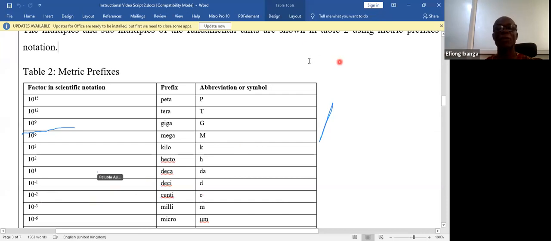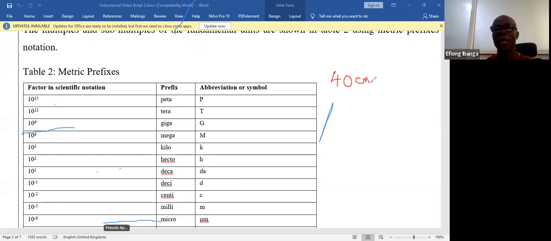So if I'm writing 40 cm, that's 40 centimeters. What is it equal to in meters? How do we write it in standard form? I want us to answer that. How do you write that in standard form? These are some of the sources of error in your calculation. That's why I'm asking that. How would we write that?